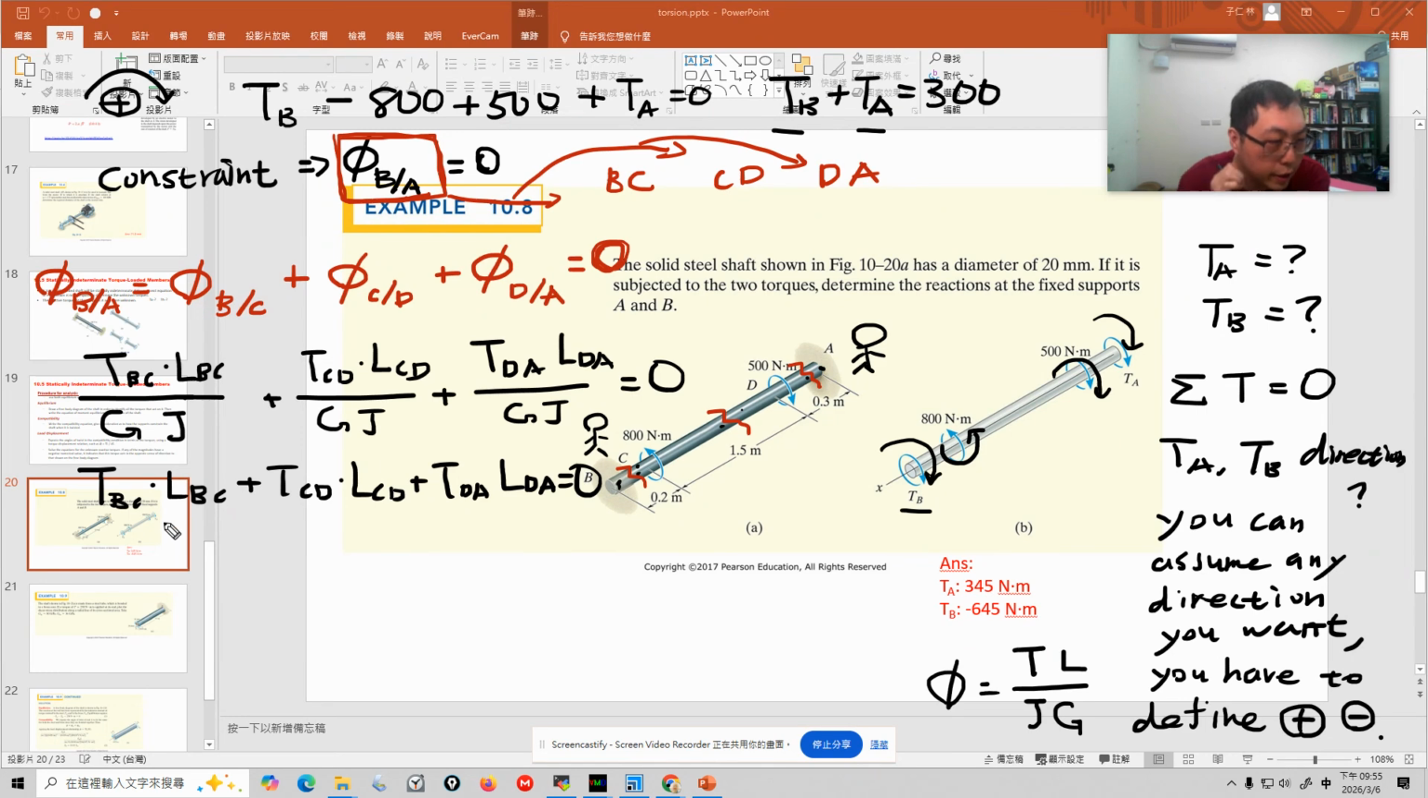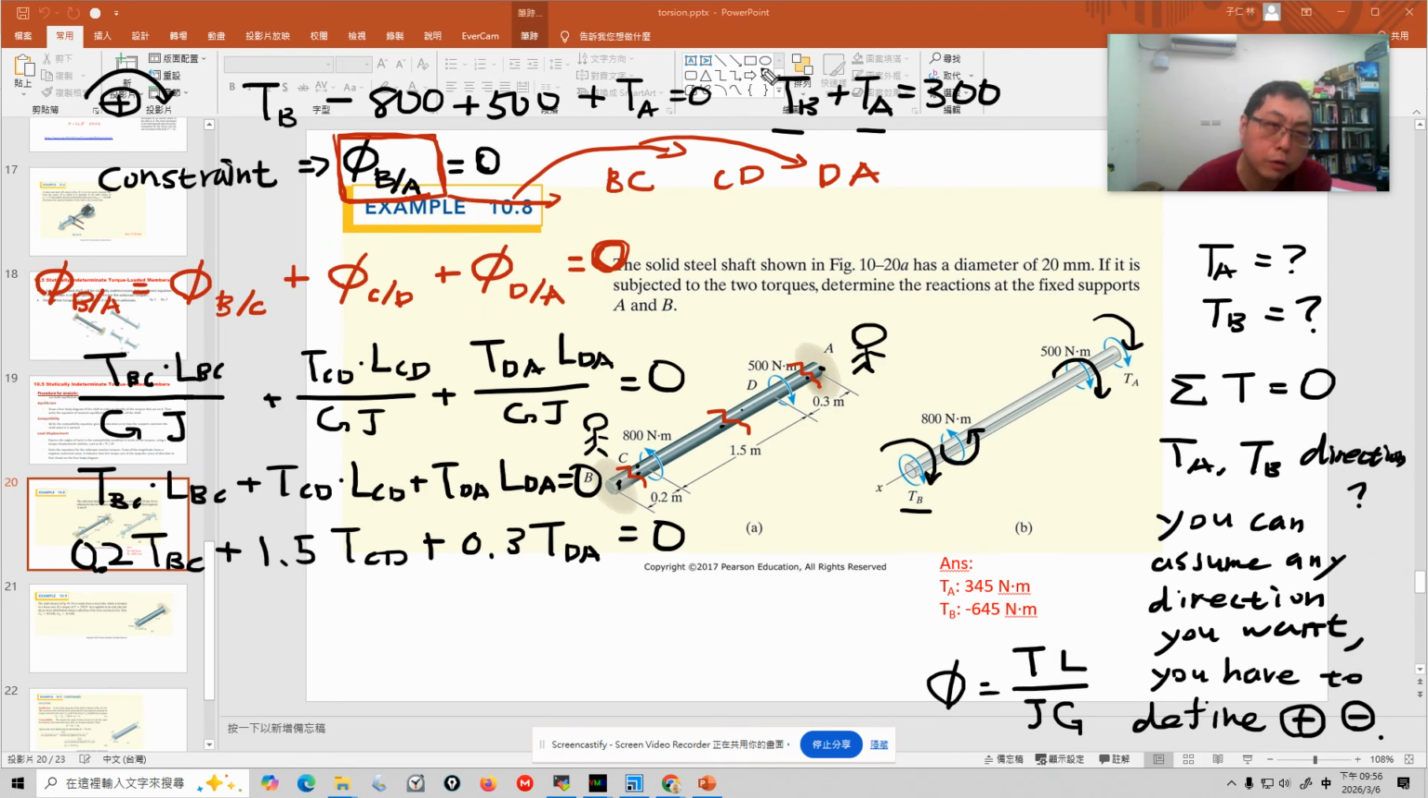equal to 0. And do we know the length information? Yes, we know it. LBC is 0.2, so 0.2 TBC plus LCD is 1.5, TCD plus 0.3 TDA equal to 0. So we have the equation for TBC, TCD, and TDA, but our rigid body equilibrium equation is TB plus TA. It looks like it's different, but we can use cut sections to link these two equations together.